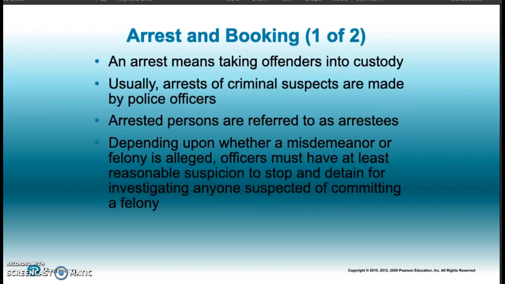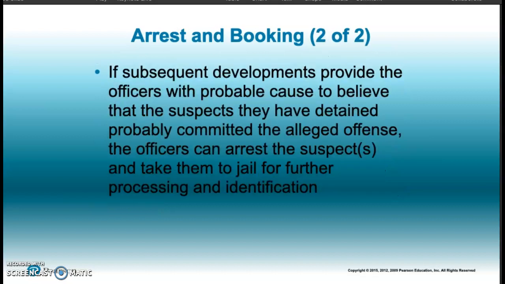An arrest means taking an offender into custody. Usually arrests are made of criminal suspects by police officers, and the arrested persons are referred to as arrestees. Remember, they're not defendants yet because they haven't been charged with anything. If subsequent developments provide officers with probable cause to believe that the suspect they have detained probably committed the alleged offense, the officer can arrest the suspect and take them to jail or into custody for further identification. Remember, probably committed, it's a probable cause standard. It is not beyond a reasonable doubt, which is what they must be convicted with.